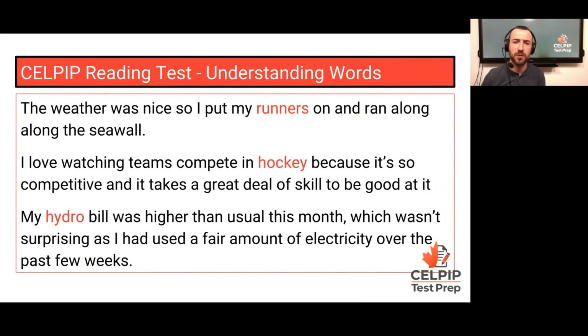We have a couple more examples here. Runners is a common phrase that comes up in Canada. The weather was so nice, so I put my runners on and ran along the seawall. Again, here we can say, oh, runners is something I wear potentially to go for runs or for a jog or for a walk or maybe a hike.